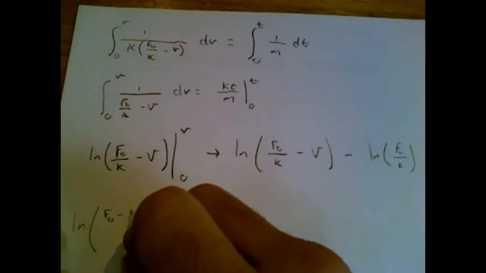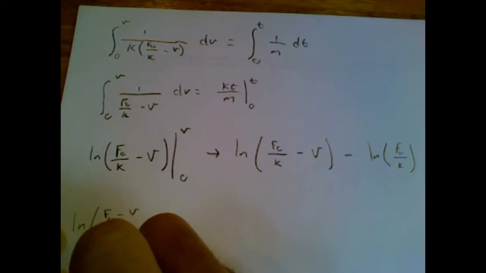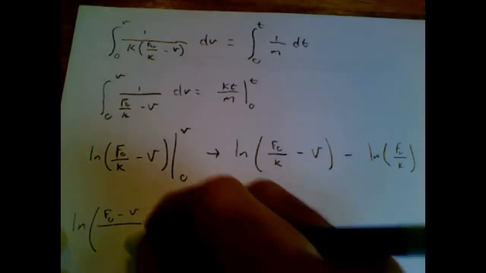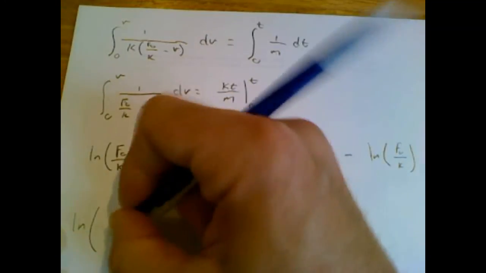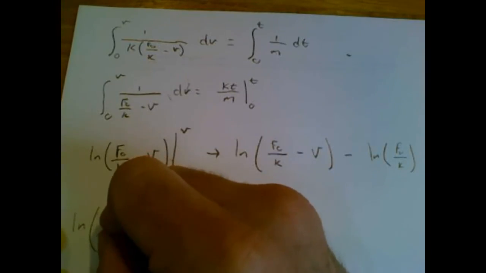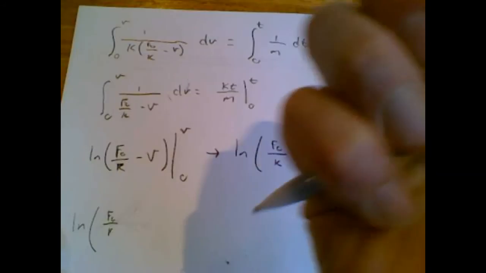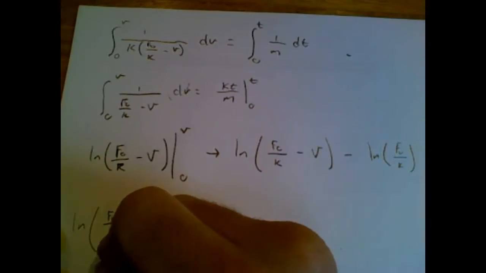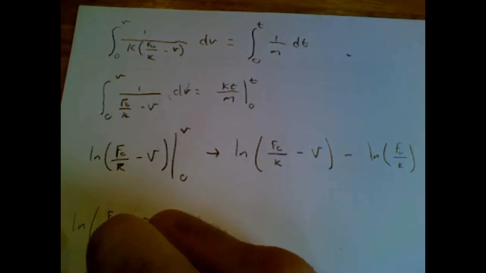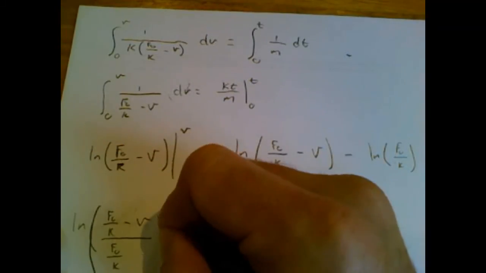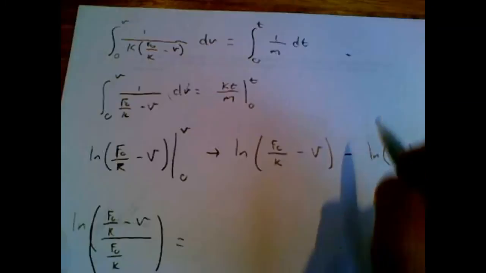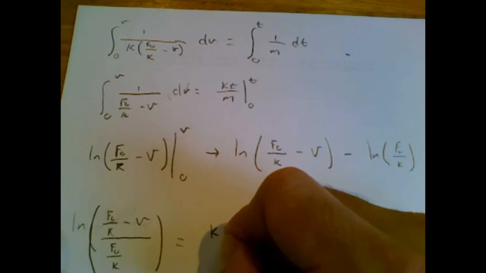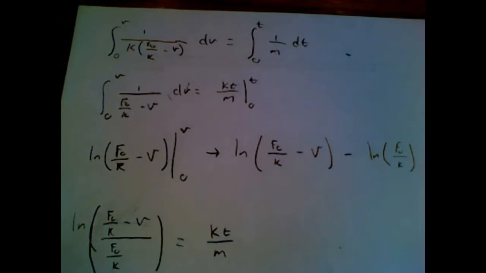That is the same thing as the natural log of f naught minus v, natural log rules, divided by, oh, sorry, I dropped, try that again, f naught over k minus v over f naught over k, all of that is my natural log, equals what I just determined, kt over m. Whew!